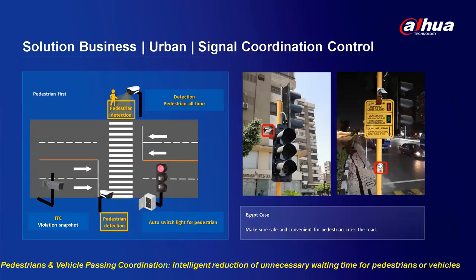Then we have signal coordination control. With the traffic signals, we check if the camera sees some pedestrians who want to cross, so it will turn on the light, then allow pedestrians to cross. Of course, we've applied this in Egypt so that we also make sure that pedestrians are covered. They are allowed to cross when it's time, and also they are not left standing there for a very long time.